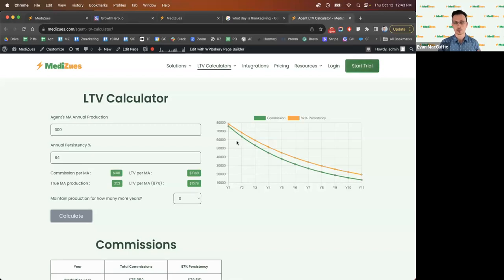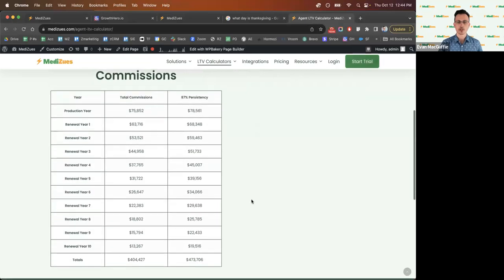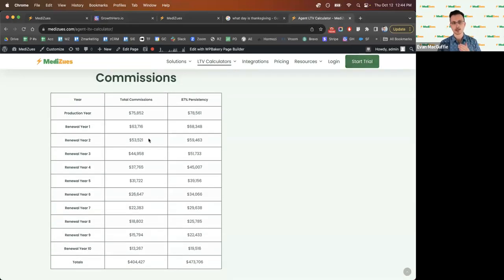What does that actually mean? Well, if you go on the right-hand side, you can see what your commissions look like over a period of time, and they gradually slope down because you produce for 1 year, and then 84% stay on the books. The next year, 84% of that, 84% of that, 84% of that. Over 10 years, you can see it slope down. But down here on the table, this is where the rubber meets the road. So you can see your commissions year by year, 75 grand, 63, 53, 44, and so on.